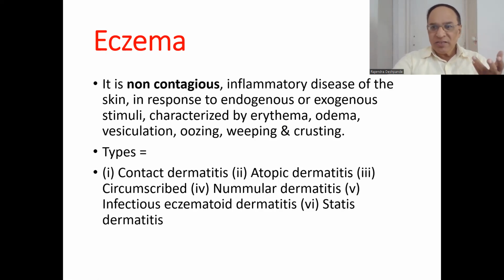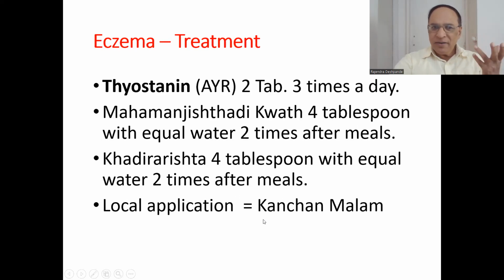Now you will ask, what are the types of eczema? Contact dermatitis, atopic dermatitis, circumscribed dermatitis, nummular dermatitis, infectious eczematoid dermatitis, and stasis dermatitis. The treatment: Thyrostatin tablet from Ayurveda Rashala Pune, 2 tablets 3 times in a day. Mahamanjisthadi Kada, a blood purifier, 4 teaspoons with equal amount of water.